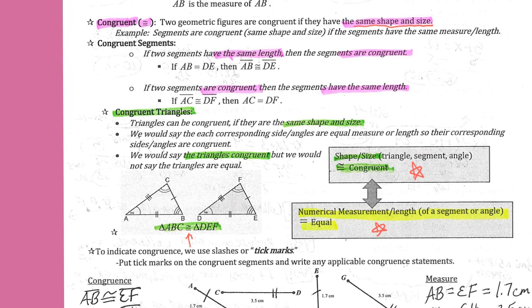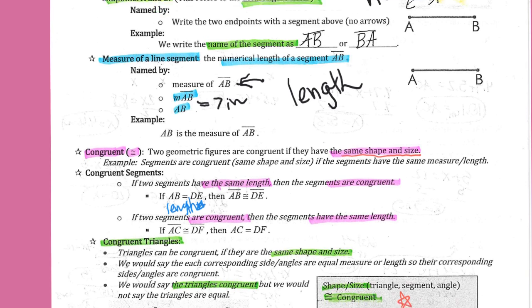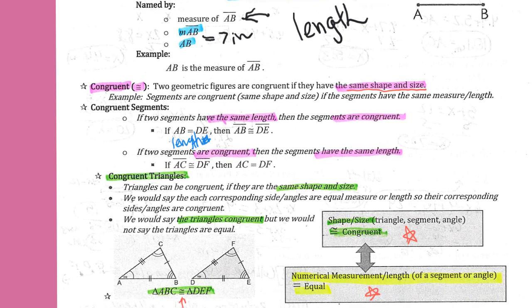Well, remember, when we talk about AB equals DE, we mean their lengths. Length is the same if you say that. So go up here, remember? If you just say AB, you mean the length of the segment. If you have the bar over it, that means the name of it. So if you're saying this right here, we're talking about the length. So if the length of AB equals the length of DE, you can say they're equal.